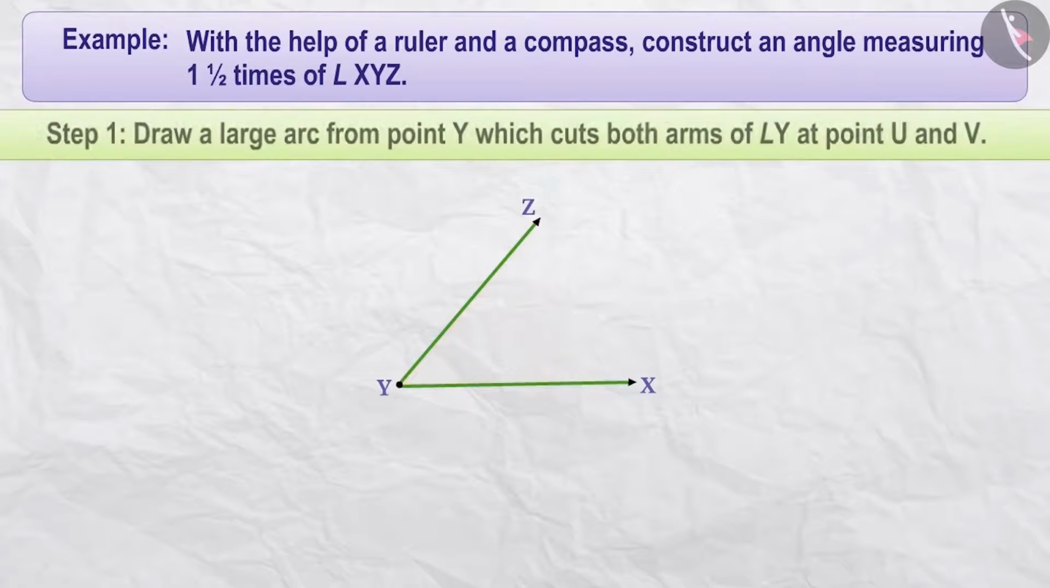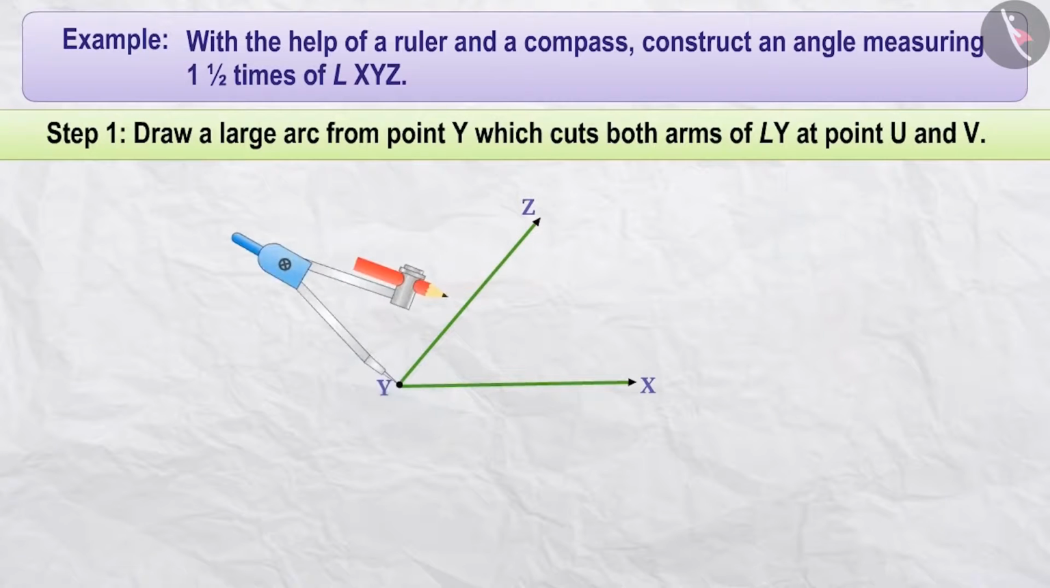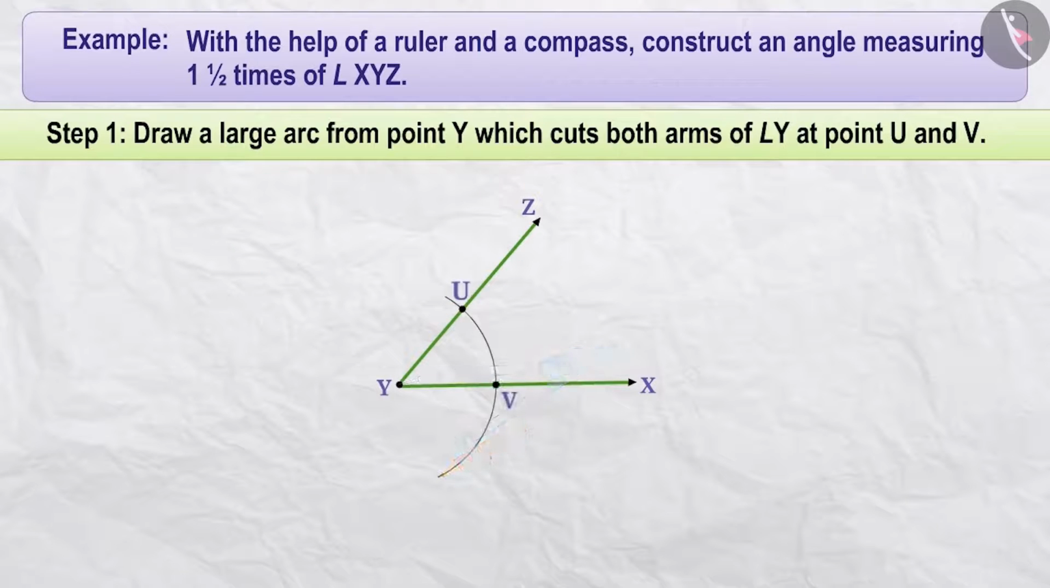We will tell you. Step 1. Using a compass, we will place its pointed end at the vertex Y. Then, we will open the compass to take the required radius and draw the arcs intersecting the arms of the angle Y at points U and V. We will make this arc bigger so that we can proceed with the next step.